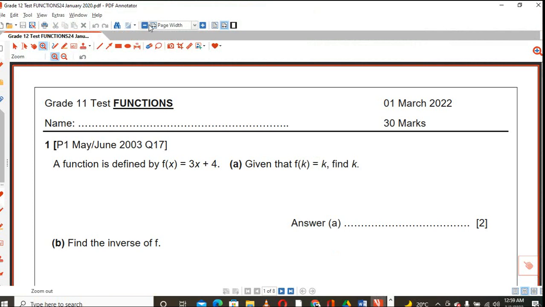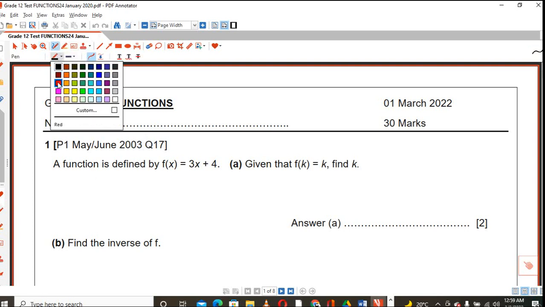I gave a test to the grade 11s. It's on functions. So this is just sort of doing the corrections of this test.